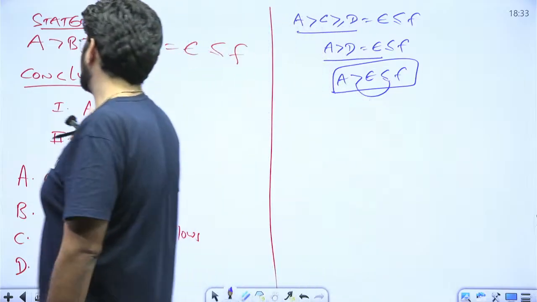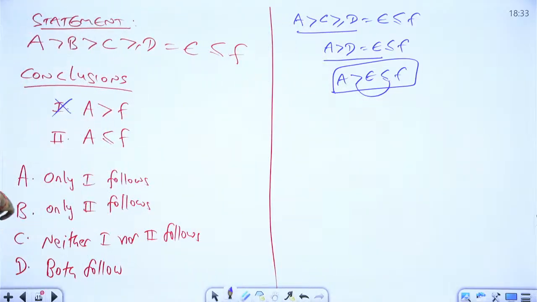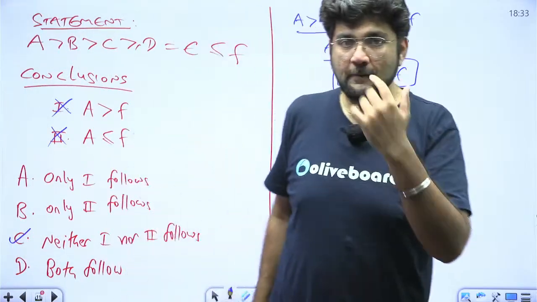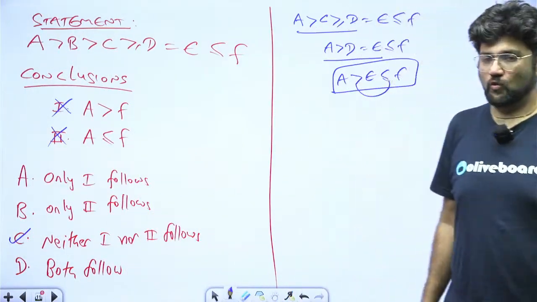So can I say A is greater than F? No, because the relationship cannot be determined. Can I say A is less than equal to F? No. So my answer is neither 1 nor 2 follows. No problem whatsoever. Which brings me to the fifth rule.